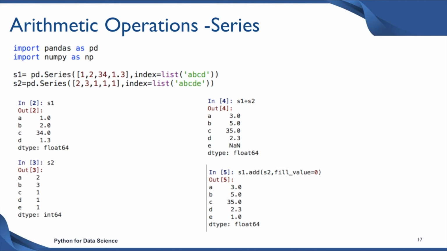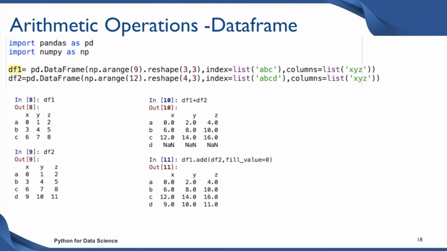Similarly, we can also have the arithmetic operations, right? So we have two series, series 1 and series 2. If we want to have arithmetic operations between S1 and S2, we can combine these values, right? We can have the arithmetic operation between your series. Similarly, we can have all the arithmetic operations in our data frame also, in which all the values are added into the corresponding data frames, right?